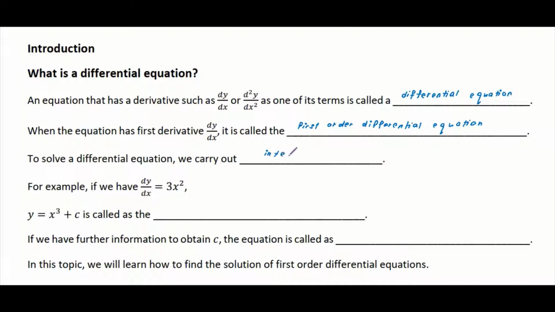So it's the same thing if let's say I give you dy/dx equals 3x squared, then how do you want to solve it? Then you will do integration. Okay, so when we do the integration, it gives you x cubed plus c, and this solution is called the general solution. All right, so general solution.